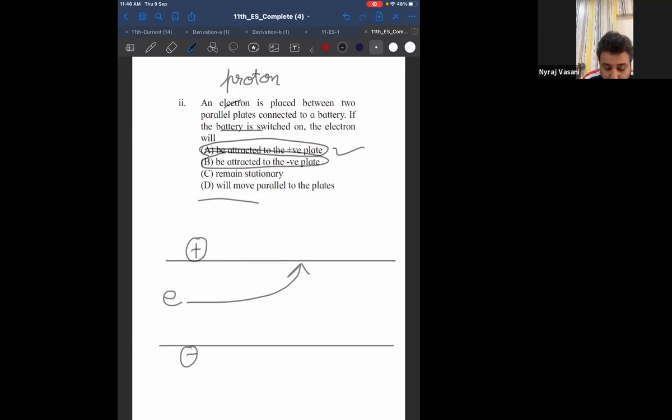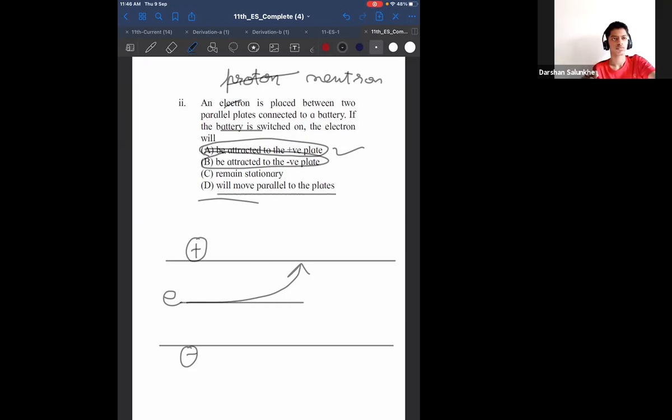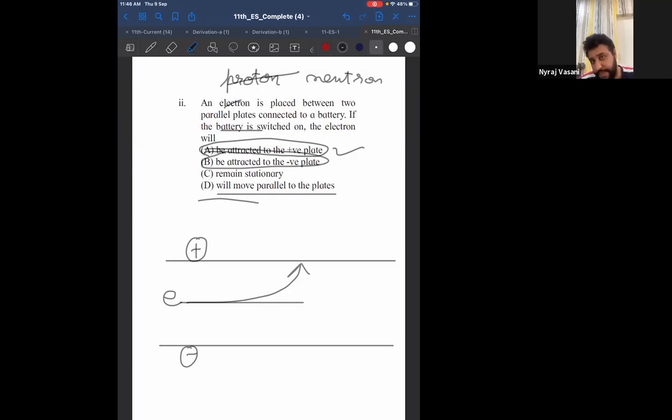Now, instead of the word proton, if I use the word neutron, then tell me what will happen. It will keep moving, but it will not get attracted to any plate, therefore it will move parallel to the plates. Can I say neutron does not get attracted to either positive or negative? Proton gets attracted to negative, electron gets attracted to positive, neutron does not get attracted to anything. Clear? But the actual question was what? Actual question was the electron question, correct?